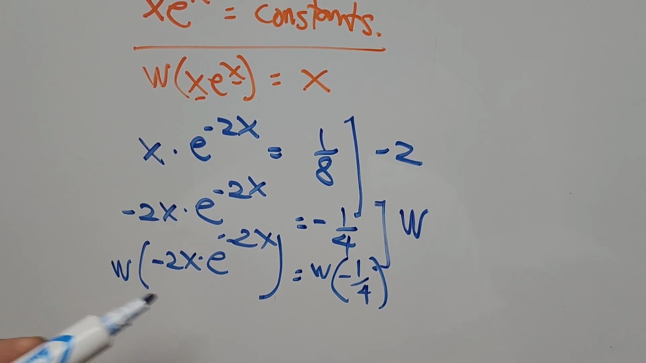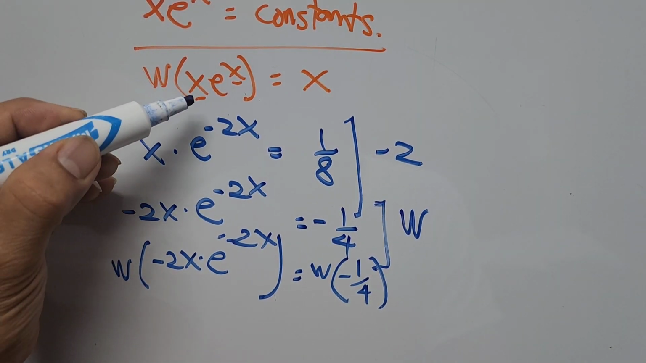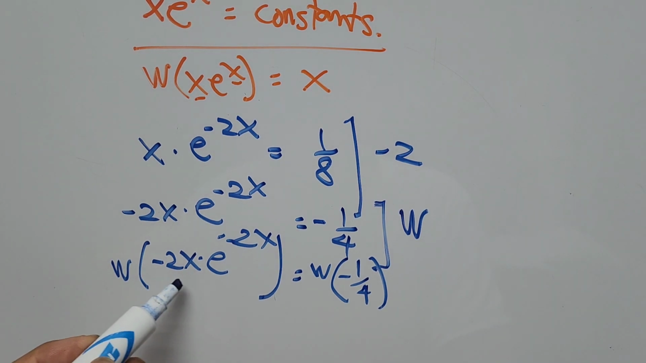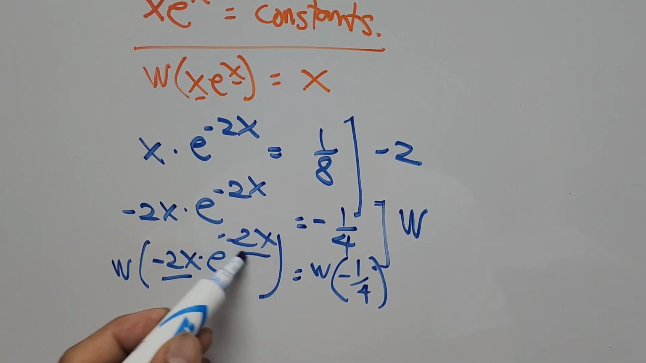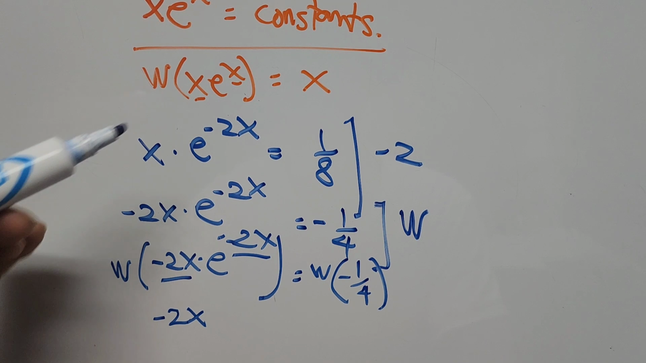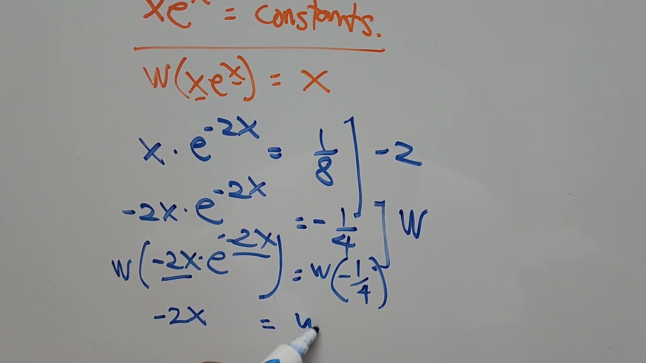And so by having this format, if you take a look at the equation over here, we can get back the value of x, where the value of x here is in the form of negative 2x, right? If you notice, the left hand side is now negative 2x. That's the value of x. And the right hand side is w sub negative 1/4.